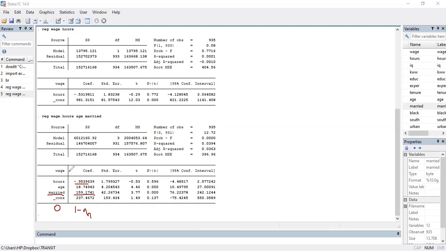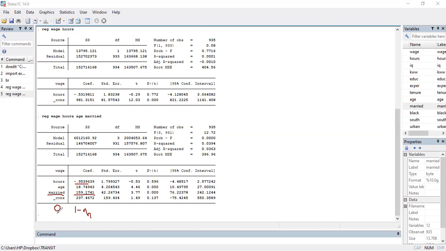Now, the dependent variable here is wage. So what this means is that if the worker is married, you see that the coefficient is positive. So married workers earn 159.1741 Ghana cedis higher than those who are not married. Married workers will earn 159.1741 Ghana cedis higher than those who are not married.